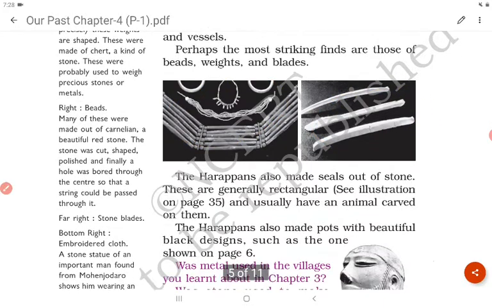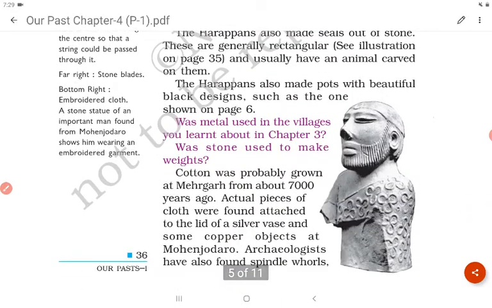Then bottom right, embroidered cloth. A stone statue of an important man found from Mohenjo-daro shows him wearing an embroidered garment. Okay, it is this one.